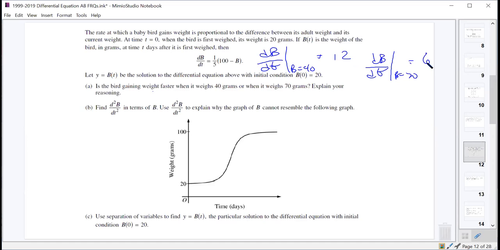Mr. Bachelor? Yeah. Couldn't you also say that because 40 is farther away from the adult weight? Say that again. The computer just made some weird sound. Couldn't you say that since 40 grams is farther away from the adult weight than 70 is, that it's gaining weight faster because of the first sentence in the problem? That it is proportional to the difference. It's proportional to its adult weight and its current weight.